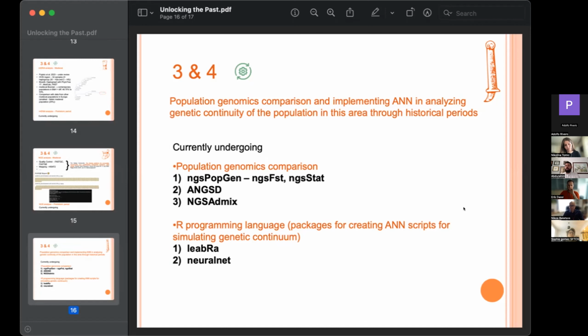And finally, we will be implementing artificial neural networks in analyzing this genetic continuity. We will be using R programming language and specific packages that are created for artificial neural networks, and those are Keras and neuralnet.